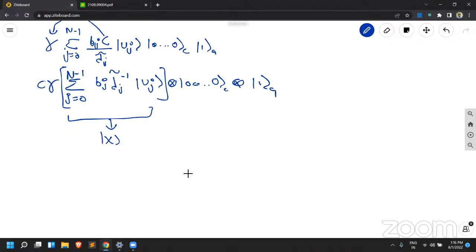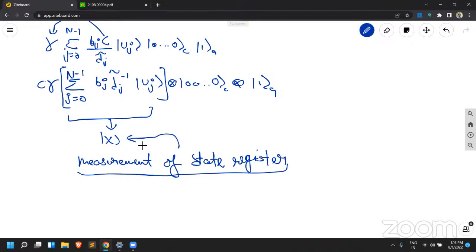So finally, after performing all the steps and the inverse QP also, you perform the measurement on your state register, right? Performing the measurement on the state register will give you the x vector. So this x vector is our solution to the set of linear equations that we want to solve. Basically it is the solution, A inverse B vectors, right?